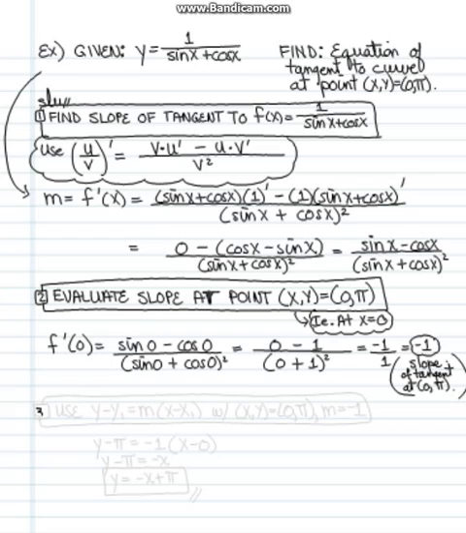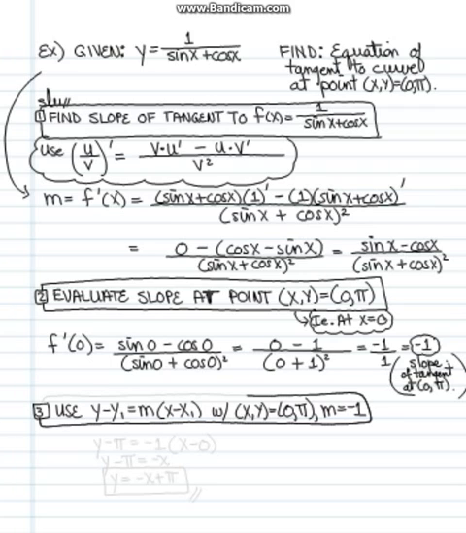Now to find the equation of that tangent line, we use the formula y minus y sub 1 equals m times (x minus x sub 1), and we evaluate that at (x sub 1, y sub 1) equals (0, pi), and slope m equals negative 1. So this is not really an evaluation, we're just plugging these values in and we get y minus pi equals negative 1 times (x minus 0), which simplifies to y equals negative x plus pi, the equation of the tangent.